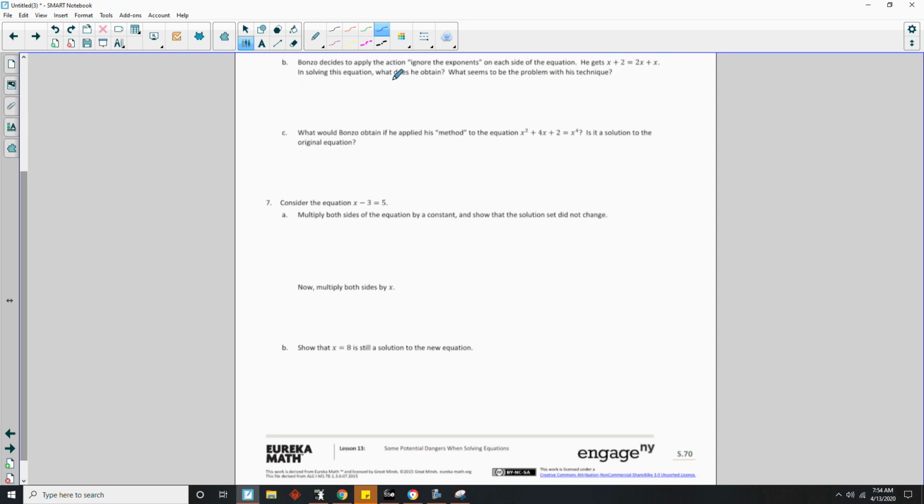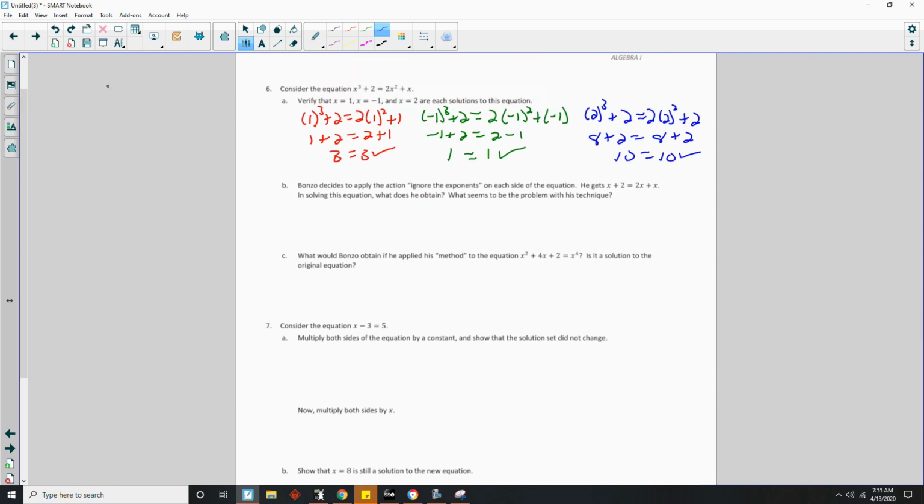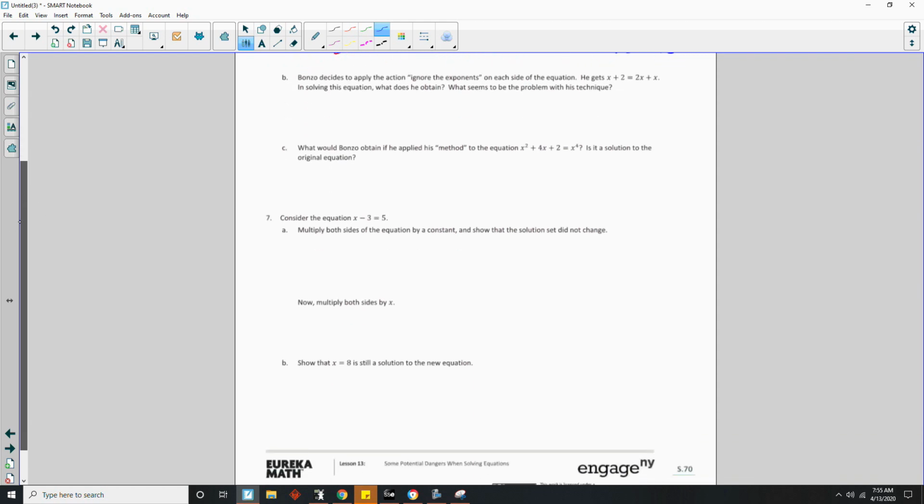Part B. Bonzo decides to apply the action, ignore the exponents on each side of the equation. He gets x plus 2 equals 2x plus x. So let's see, he just said x plus 2, so we ignored that 3, equals 2x plus x, so we ignored that 2. I see what he's doing, okay.